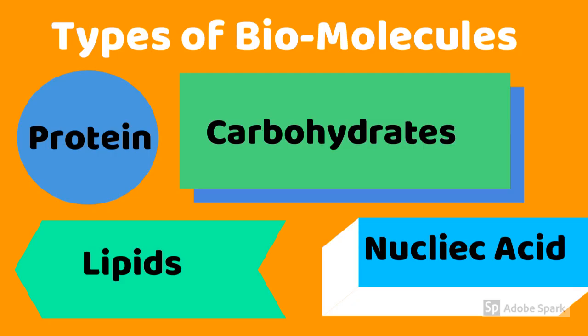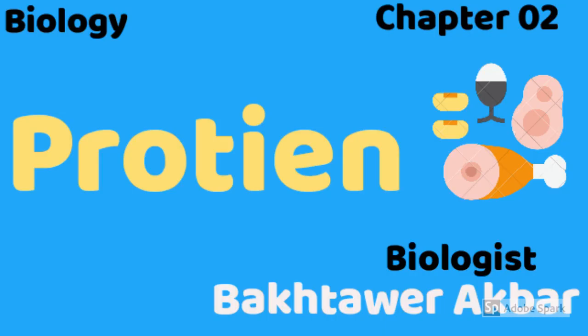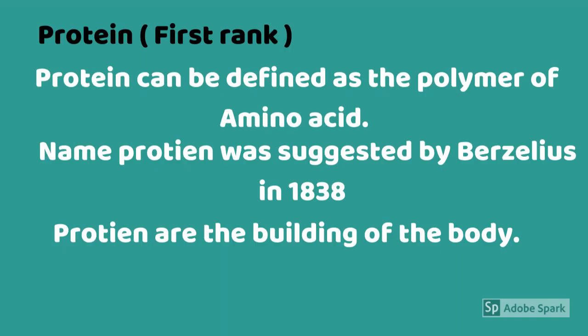Types of biomolecules. Biomolecules are classified into 4 groups: protein, carbohydrates, lipids, and nucleic acid. The first group that we are going to discuss is protein. The first biomolecule that we are going to study is protein.